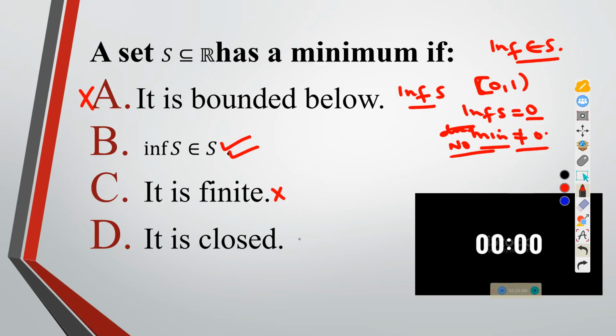We have closed sets which may lack the minimum if unbounded below. For example, negative infinity and 0 has no minimum, but it is closed. So basically, this does not necessarily mean we shall have a minimum. So the correct option here will be part B.